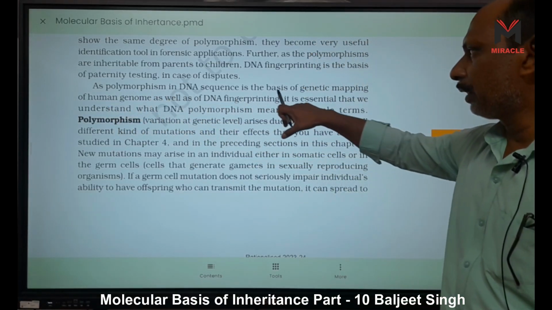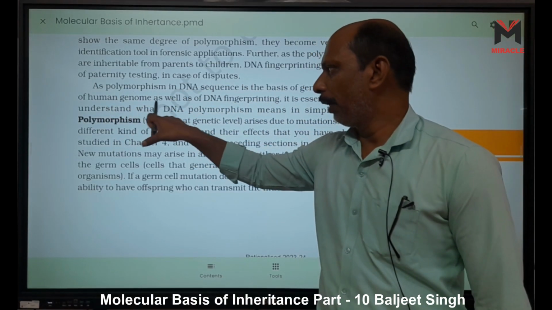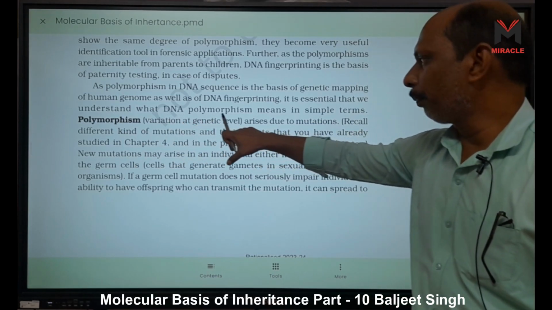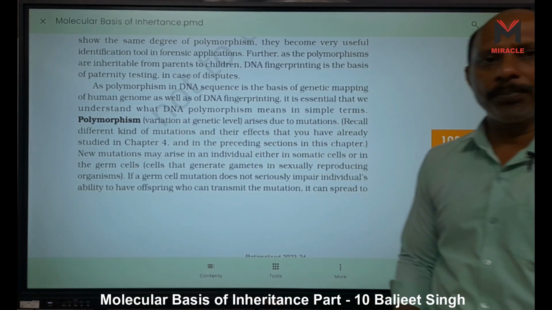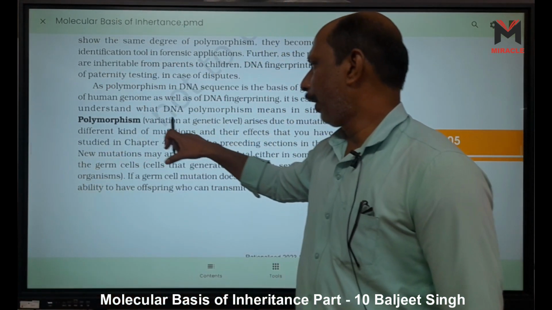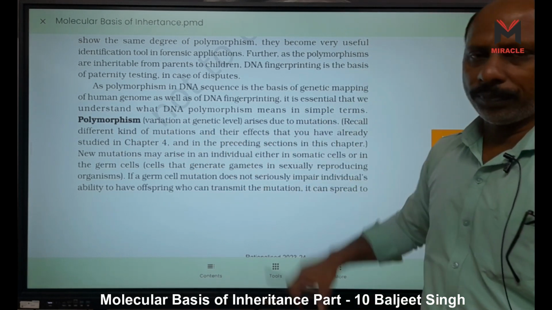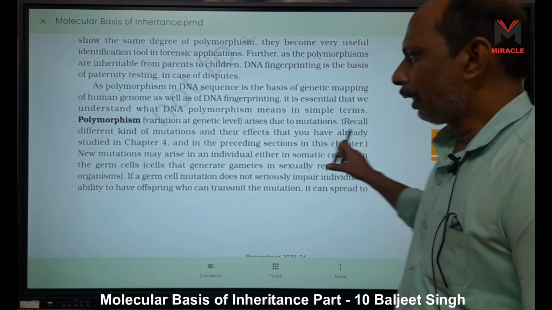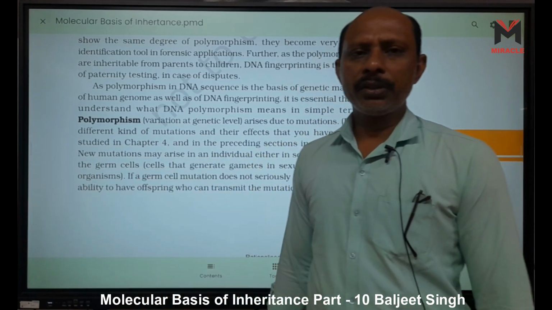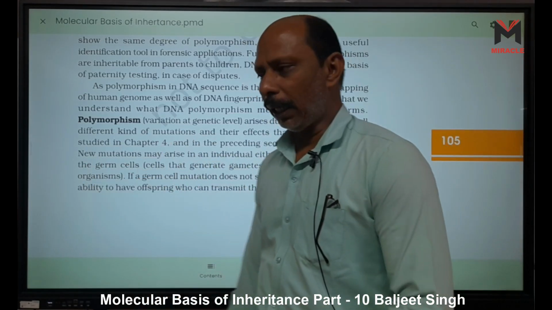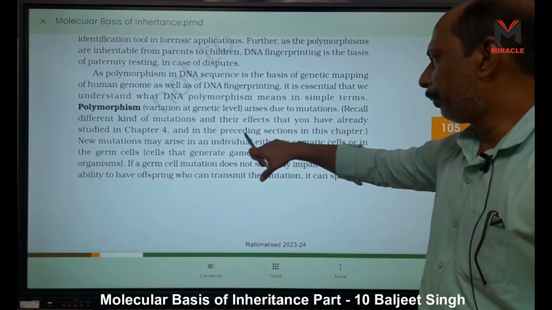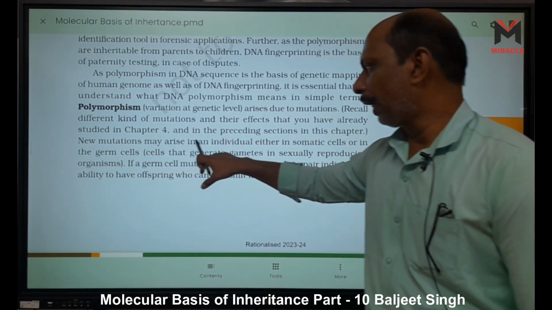As polymorphism in DNA sequence is the basis of genetic mapping of the human genome as well as DNA fingerprinting, it is essential that we understand what DNA polymorphism means in simple terms. Polymorphism means many forms. Poly means many and morpho means external structure. Variation at the genetic level arises due to mutations. Recall the different kinds of mutations and their effects that you studied just before this DNA fingerprinting section, in the preceding section of the chapter.